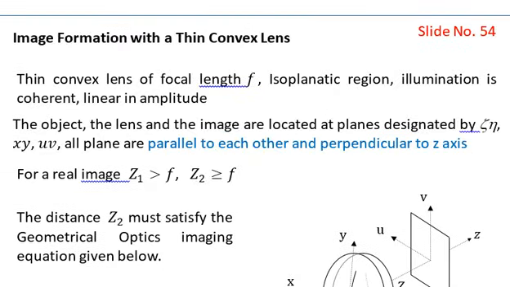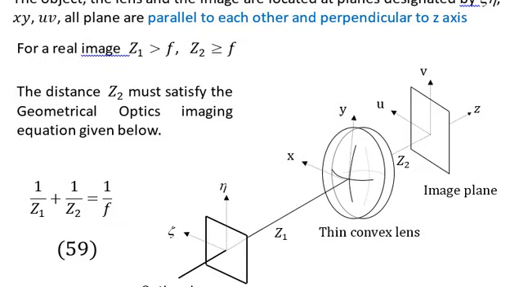The object, the lens and the image are located at the planes designated by zeta eta, xy, uv plane respectively, and all the planes are parallel to each other and perpendicular to the z-axis. For a real image, z1 must be greater than f. That is, the image plane should lie beyond the distance z1, which is greater than the focal length of this lens, and z2 is greater than or equal to f. So these are the two conditions for the imaging scenario.